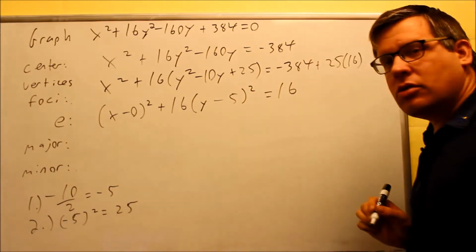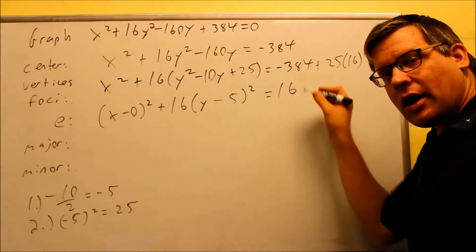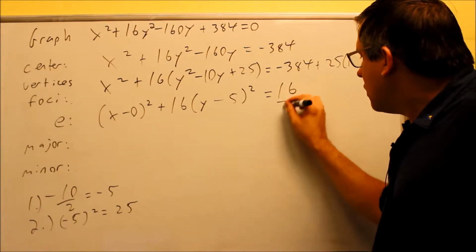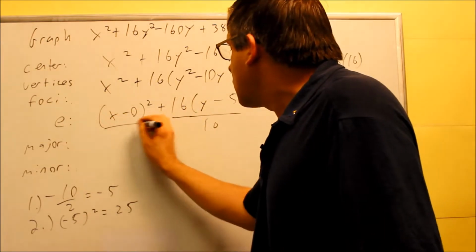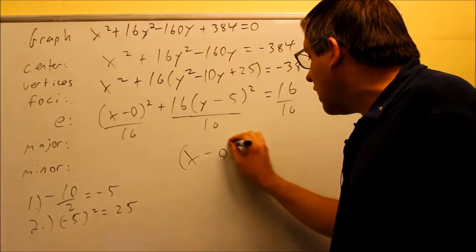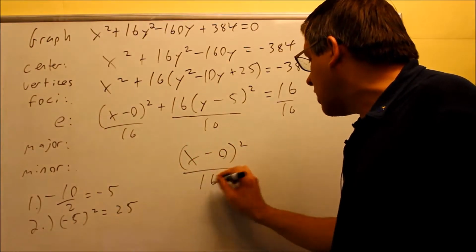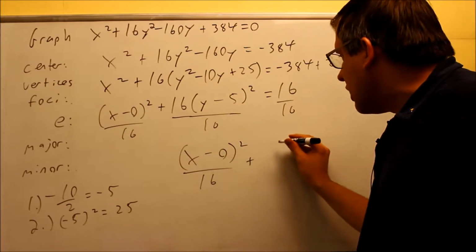The last thing we're going to do is we need to divide everything by 16, because we got to get a 1 on that side. So I'm going to divide this by 16, this one by 16, and this term by 16. And then finally we actually get it into the proper form. So we have this, and then we have number 16 is going to be a 1.